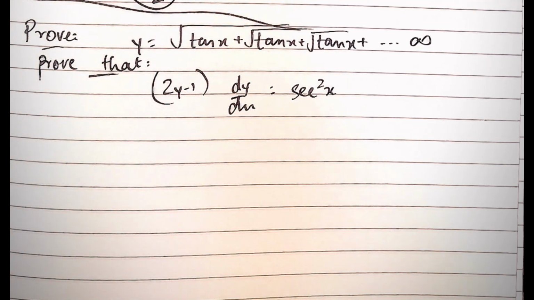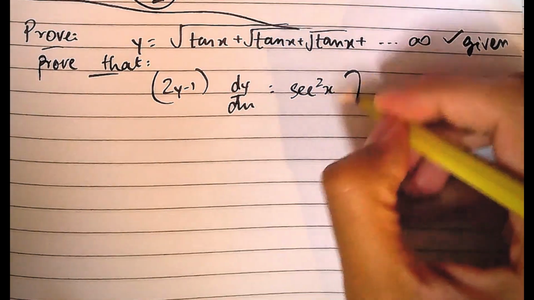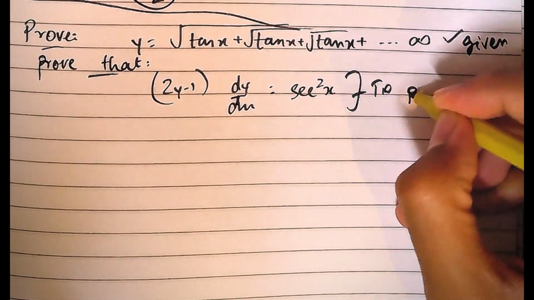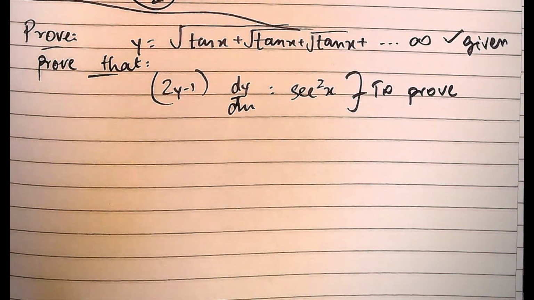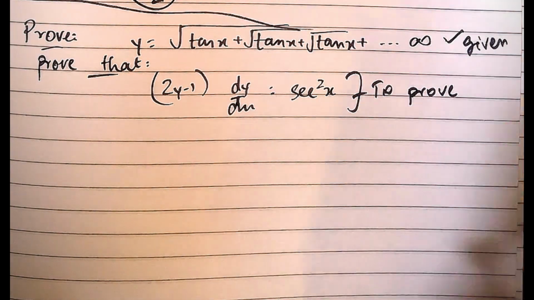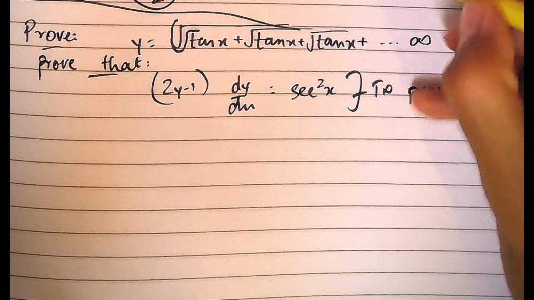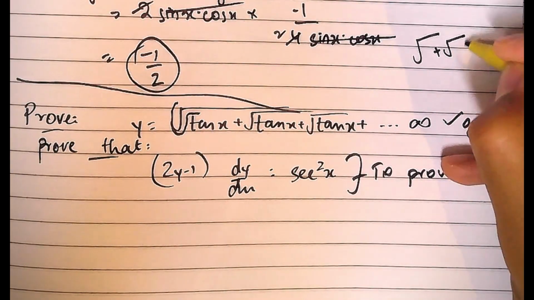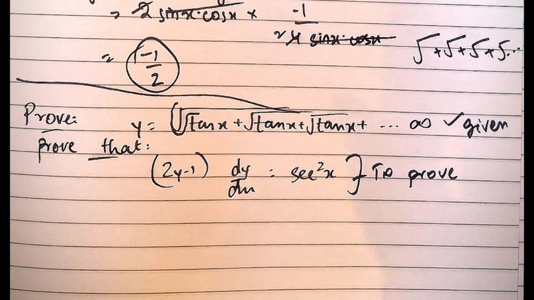Okay, so guys, now we are having a proof question which says that y is equal to, this is the given, okay, and we have to prove this thing. To prove, okay, so the question says that y is actually equal to root tan x plus root tan x plus root tan x, and this thing continues until infinity, okay. But remember, this is the parent square root, okay. We are having square root plus square root plus square root plus square root, and this thing is continuing. So you understood what is the square root pattern over here.